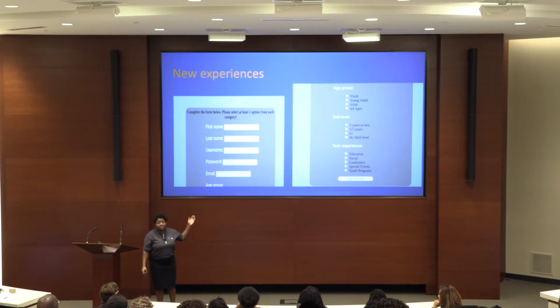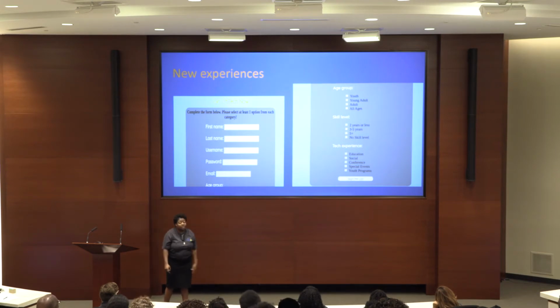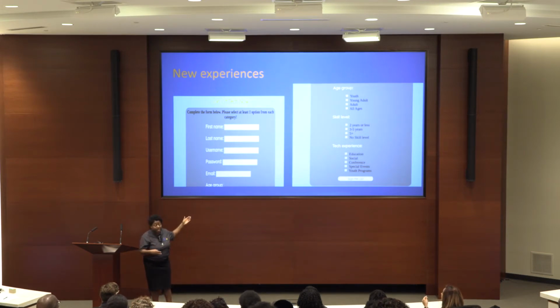Here, as you can see, it's a sign-up form, and you have your typical fields, and three additional fields for age group, skill level, and tech experience. What's happening here, once users sign up, on the back end they're creating a relationship known as a one-to-one relationship. For every username and password that's created, there's a profile being created that saves the information that the user selected.